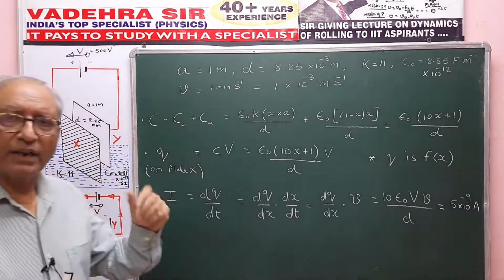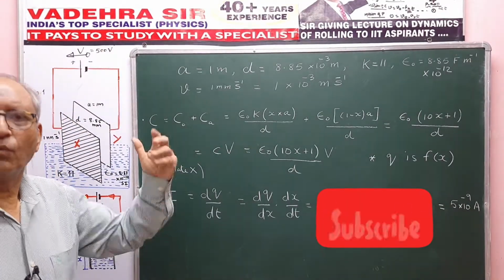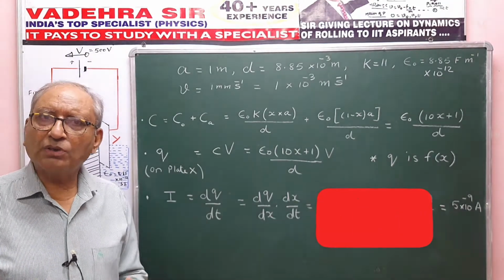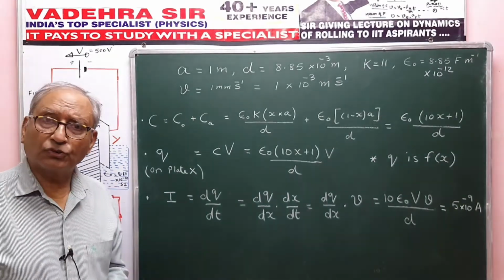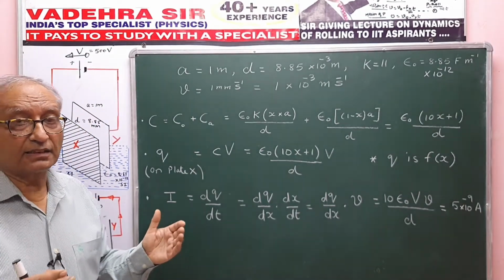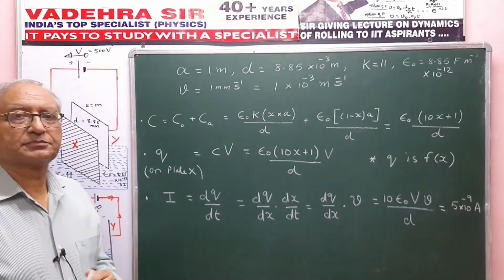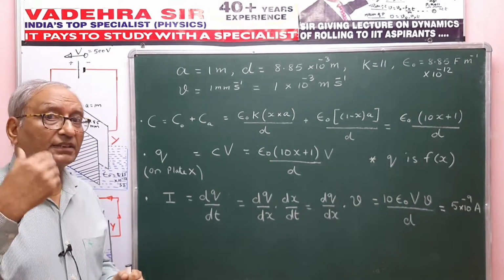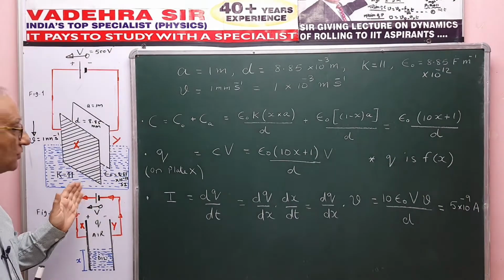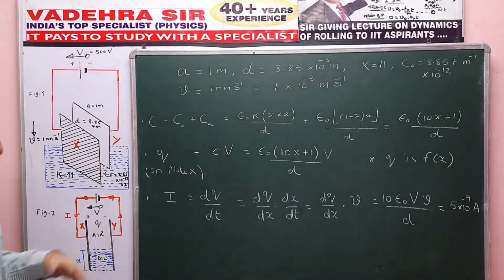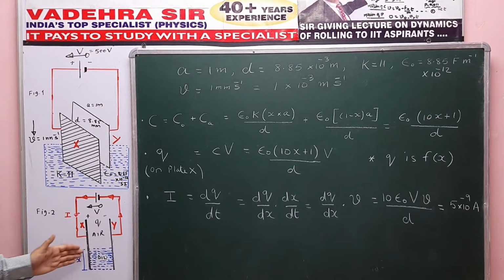Right. So what we have to work out now is the current that is drawn from the cell, from the voltage source. Current is of course maintained constant, and that will be dq by dt. Q is increasing with time. I am taking Q as the charge on the plate X. Let's come to figure 2. I think it's explained well.